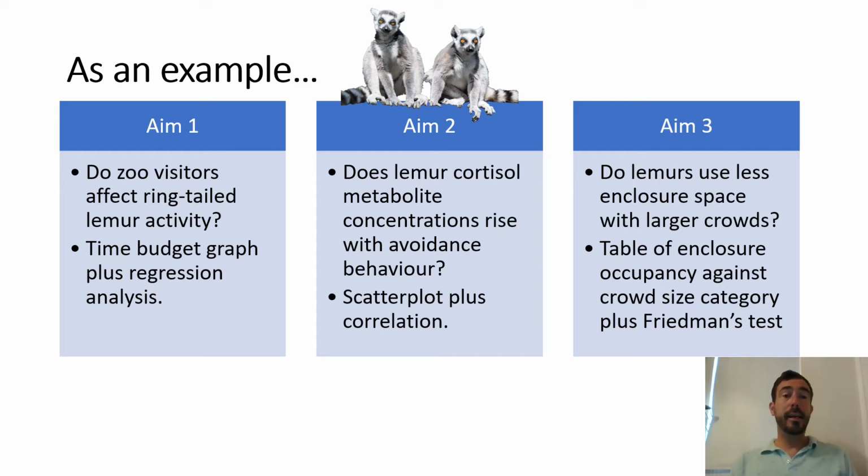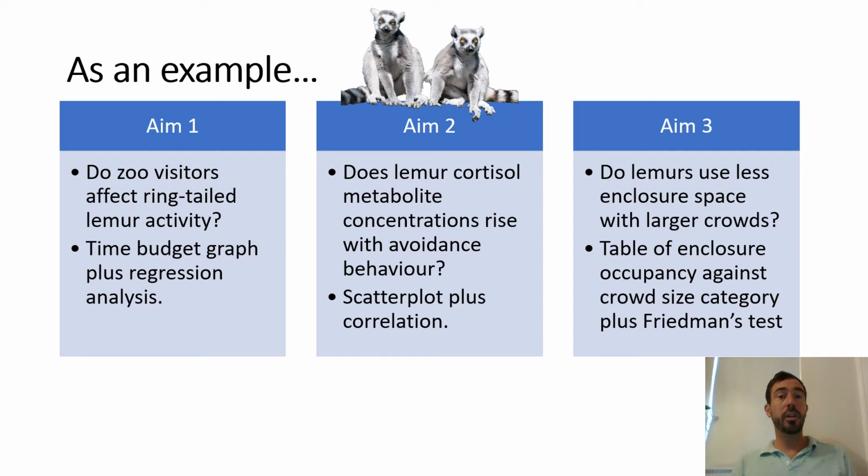To make that a bit clearer for you, here's an example of what a results section could look like laid out by the various aims of the research project. Let's imagine that this research project wanted to investigate the behaviour and welfare of ring-tailed lemurs. The research scientists involved had noted that the lemurs seemed to respond to different levels of visitors around their enclosure, and they wanted to know whether or not the degrees of visitation was affecting the welfare of the animals. So the first aim of this project was, do zoo visitors affect the activity patterns of ring-tailed lemurs?